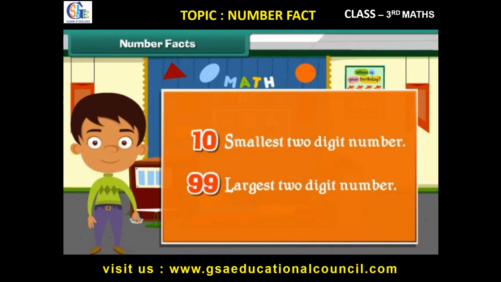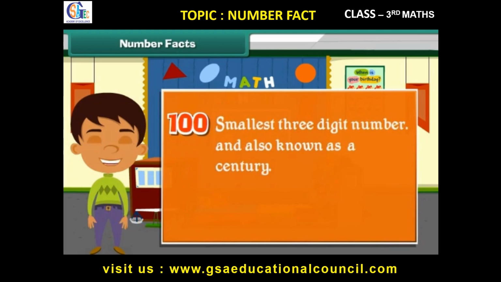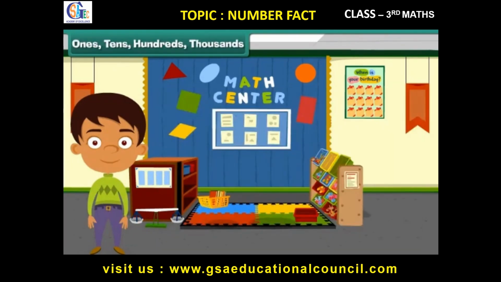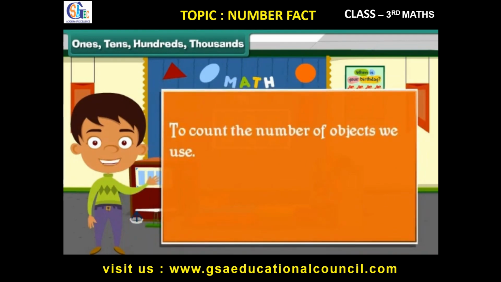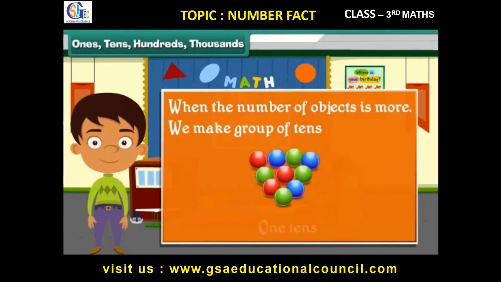100 is also known as a century. 100 is the smallest three-digit number. 999 is the largest three-digit number. Ones, tens, hundreds, thousands. To count the number of objects, we use ones. When the number of objects is more, we make groups of tens and count them as 1 ten, 2 tens, 3 tens.